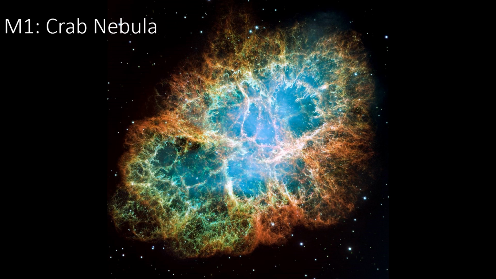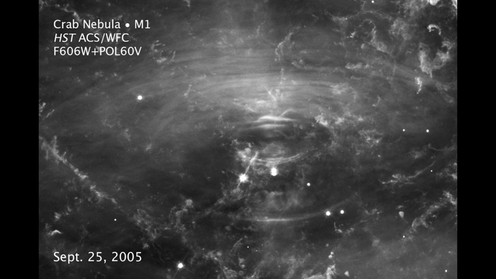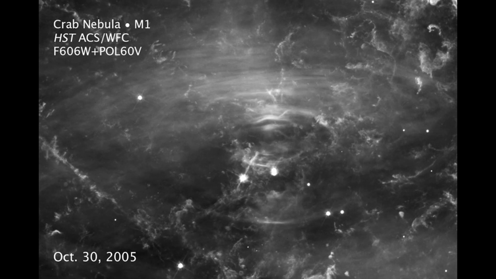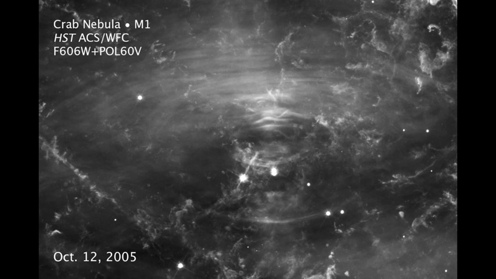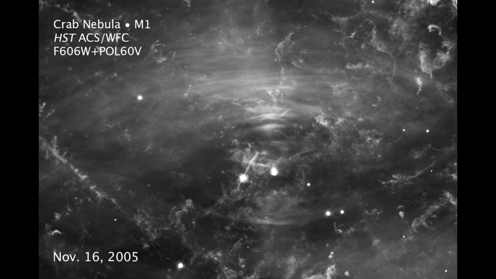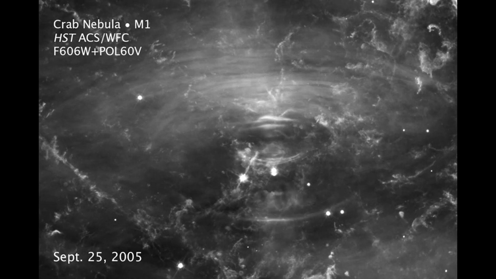This pulsar is a relatively young neutron star. It was discovered in 1968 and was the first pulsar to be connected with a supernova remnant. It spins at about 13 times per second. This time-lapse movie of M1 was created from a series of 10 Hubble exposures. It reveals wave-like rings expanding outward from the nebula's pulsar.